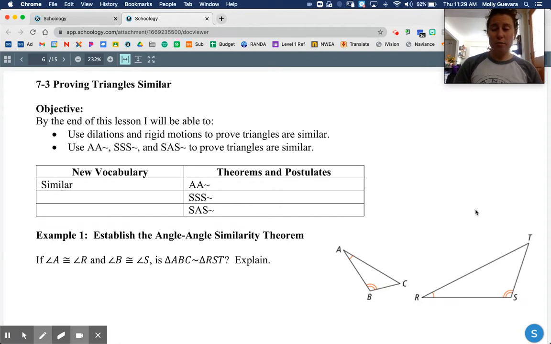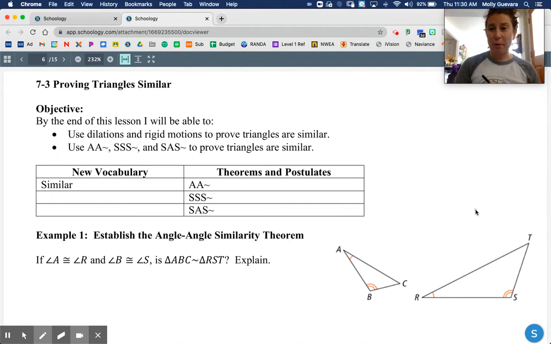So two objectives. The first one is you should be able to use dilations and rigid motions to prove that two triangles are similar. And then we're going to use angle-angle similarity, side-side-side similarity, and side-angle-side similarity to prove triangles are similar. For new vocabulary, we're going to review what it means for two things to be similar, and then look at these new conditions: angle-angle, side-side-side, side-angle-side.